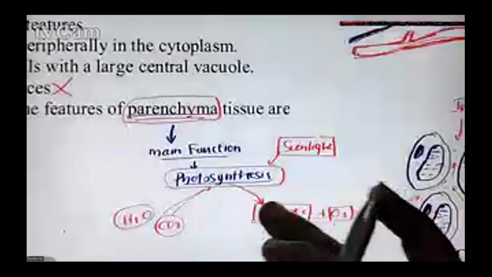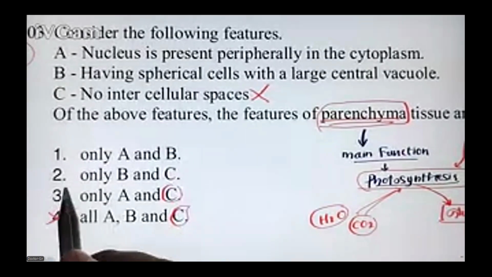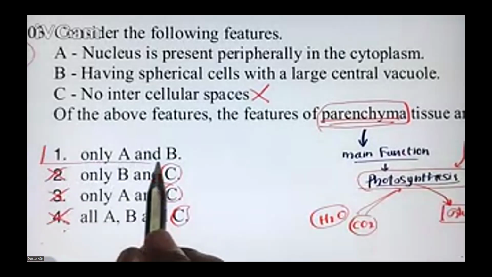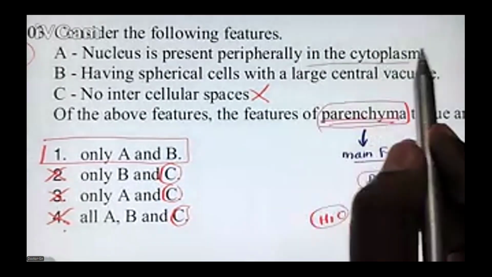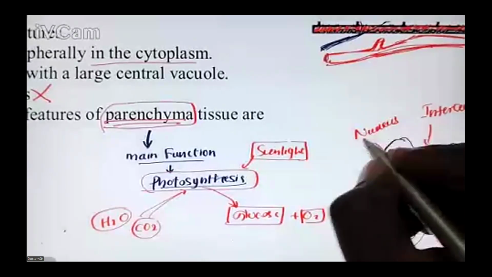Then answer C is wrong. Answer C is present here, so the fourth one is also wrong. Answer C is present here, third one also wrong. Second one also wrong. So definitely answer one is the correct one. In the exams also you have to look at it that way. If you know only one particular point, try to find the correct answer using that point. Then nucleus is present in the periphery in the cytoplasm, that is correct. This is the nucleus.